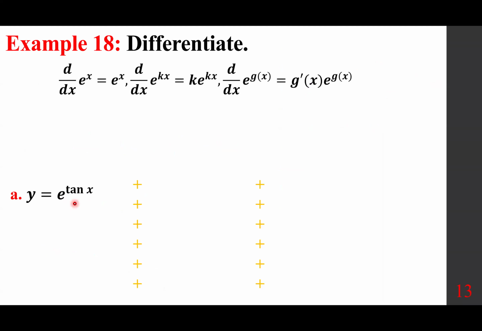y equals e to the power of tan x. We want to differentiate it, and reminding everyone that the derivative of any exponential is itself when the base is e to the power of x. If it's e to the power of kx, it's e to the power of kx times k. e to the power of g(x), same thing times g prime. So the derivative of e to the power of tan x is itself times the derivative of tan x, which is secant squared x.